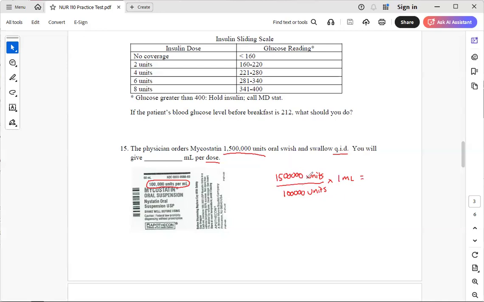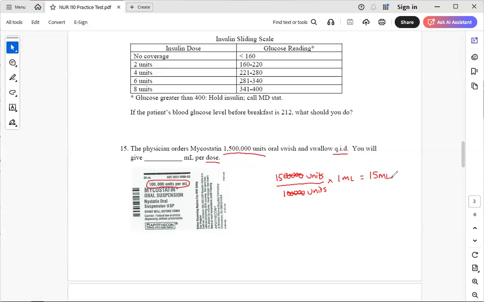If you just plug this into your calculator, another shortcut, if you feel comfortable doing this, is however many zeros there are, you can basically cross them out. So here we have 1, 2, 3, 4, 5, and 1, 2, 3, 4, 5. So we can cross out the zeros, and then my answer would just be 15 ml.